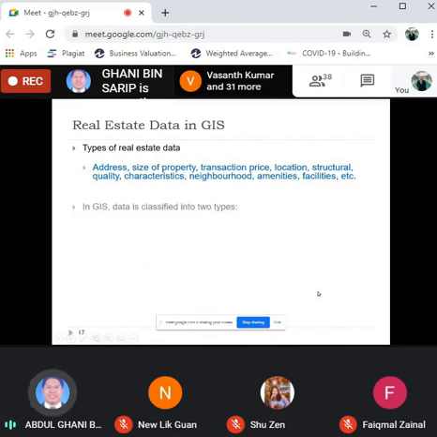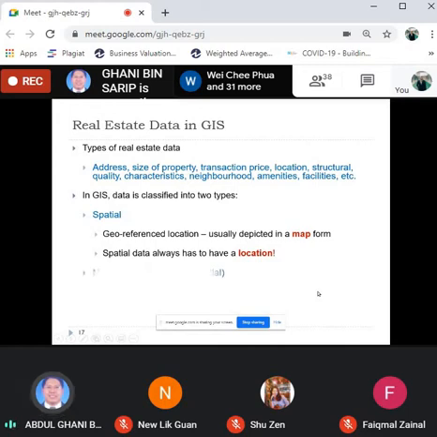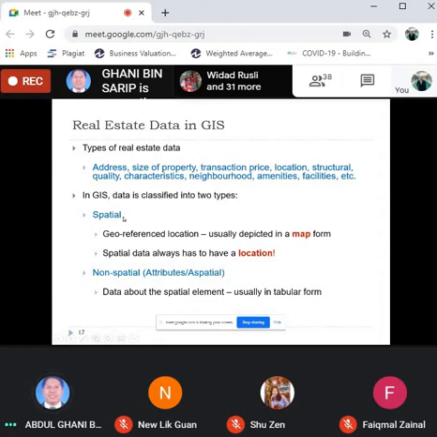Okay, let's look at data in GIS. We have talked about this, and I want to highlight here that in GIS, we have two data types. One is spatial, that is basically a map that has been referenced to its location, that XY location. And then we also have what we call non-spatial data. Sometimes they call it attributes, and some other terms call it aspatial. So spatial and aspatial, or non-spatial, is data about the spatial map here.